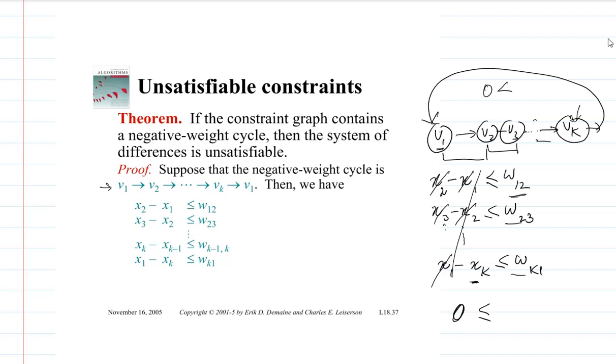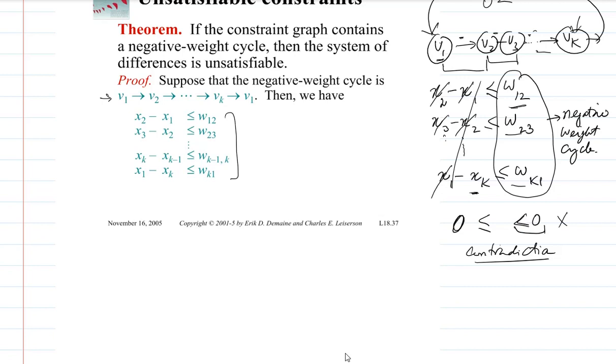On the right hand side, we are talking about the edge weight of this one plus this one plus this one, and this whole thing is less than 0, because of the negative weight cycle. So that means 0 is less than some negative value. So this means 0 is either less than some negative value or 0 is equal to some negative value.